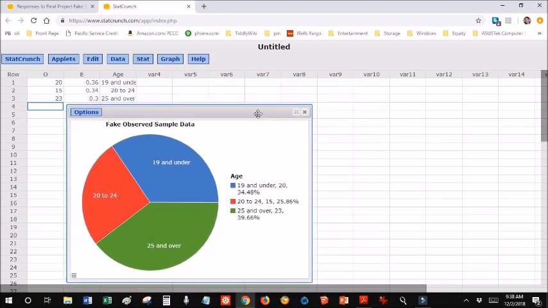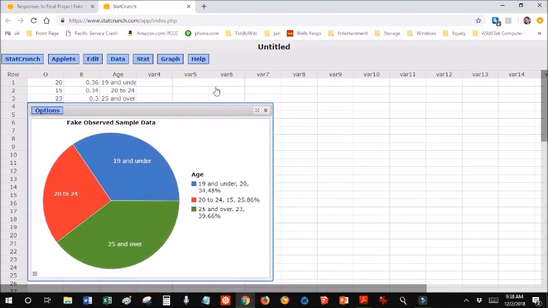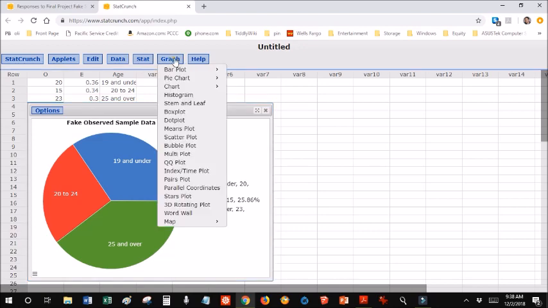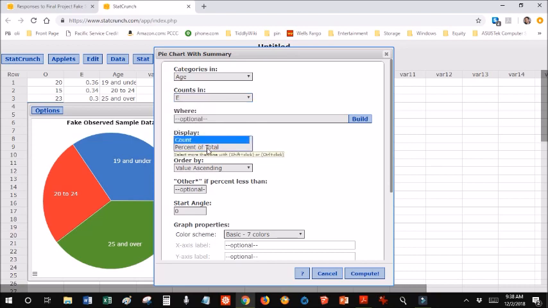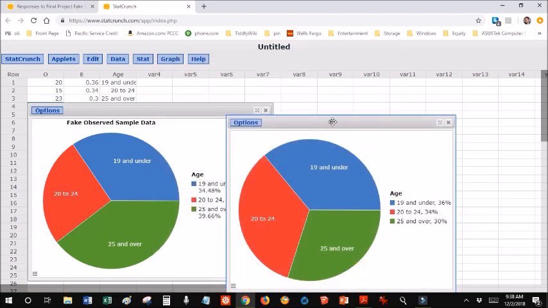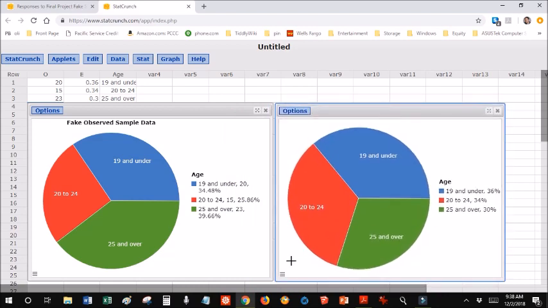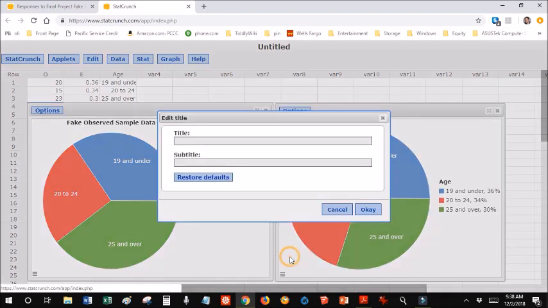And we want to compare that to the expected distribution. So let's make a pie chart with a summary of the expected distribution. We have the categories in the age, we have the counts in the expected, and they're not actual counts, they're just percentages. So let's just display the percentages. And the title of this will be the expected distribution.